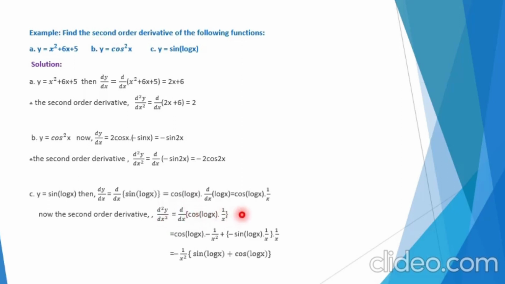Here we will use the d/dx of u into v rule. d/dx of uv is equal to u dv/dx plus v du/dx. Here cos(log x) is one function and another function is 1/x. Therefore cos(log x) fixed, the derivative of 1/x is minus 1/x², plus minus 1/x fixed and the derivative of cos(log x) is minus sin(log x) into 1/x, that is equal to minus 1/x² into sin(log x) plus cos(log x).